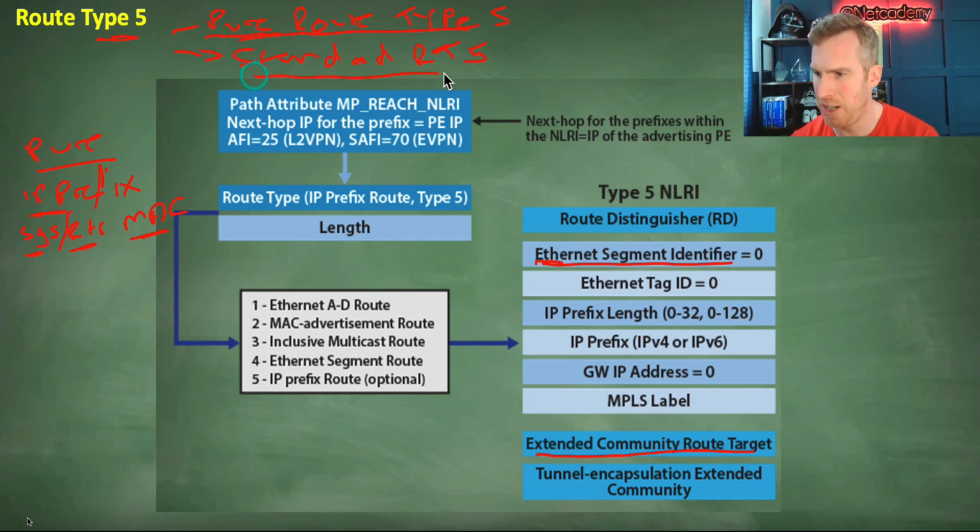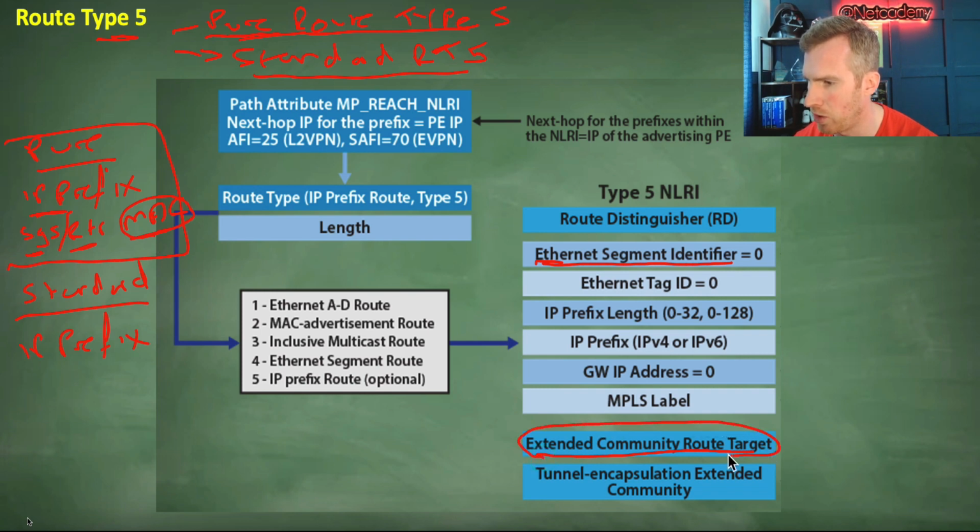What is a standard route type 5? So if I just write standard here, the standard will advertise the IP prefix as well, but it will not advertise the MAC address that is contained within the extended community route target. It doesn't advertise that. What it actually does use is the gateway IP address. So I'm going to write gateway IP here. So the gateway IP address is actually referenced in the standard route type 5.